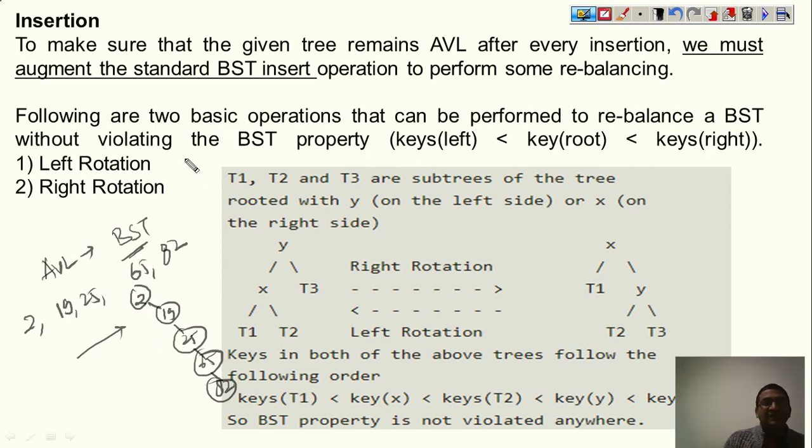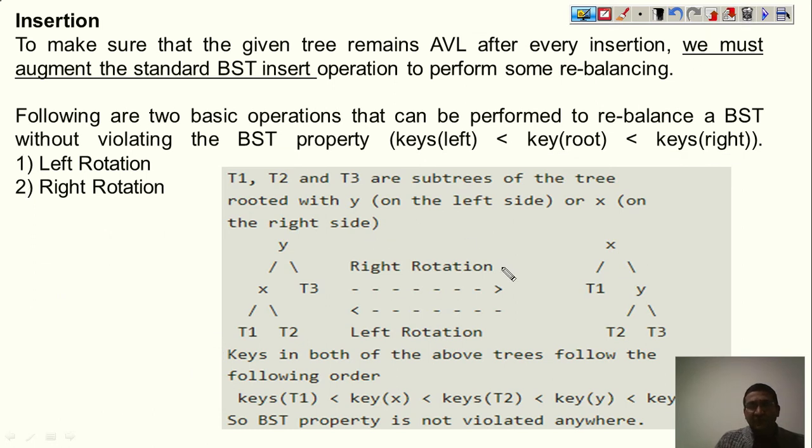So BST property means that the key at the left side is less than the key at the root, and the key of the root is less than the key of the right. Okay, so here we need to perform some extra task to make it balanced, and we are doing it in terms of rotation. So we have two types of rotations. One is called left rotation and the other is called right rotation.